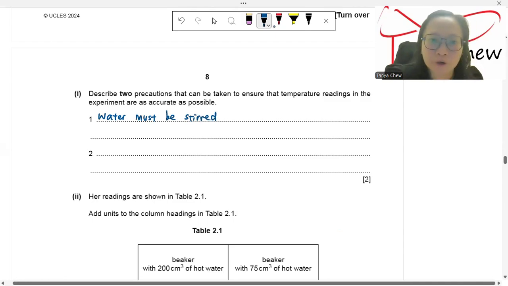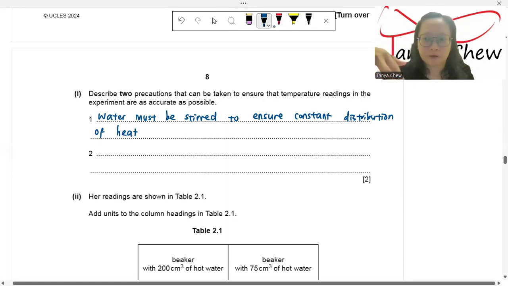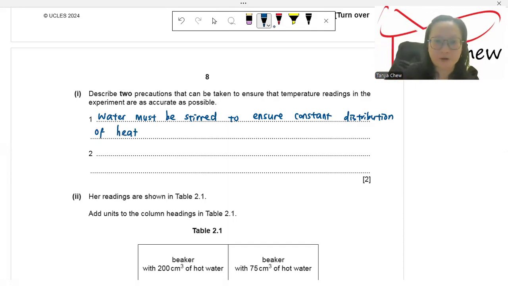Why do you want to stir the water? To ensure constant distribution of heat inside the beaker. Don't you think so? Because when you pour the water, you pour towards the end of the side of the beaker, that part will be hotter if you don't stir it. Don't you think so? Now, the second precaution, I said that, sometimes you don't rush to take the reading.